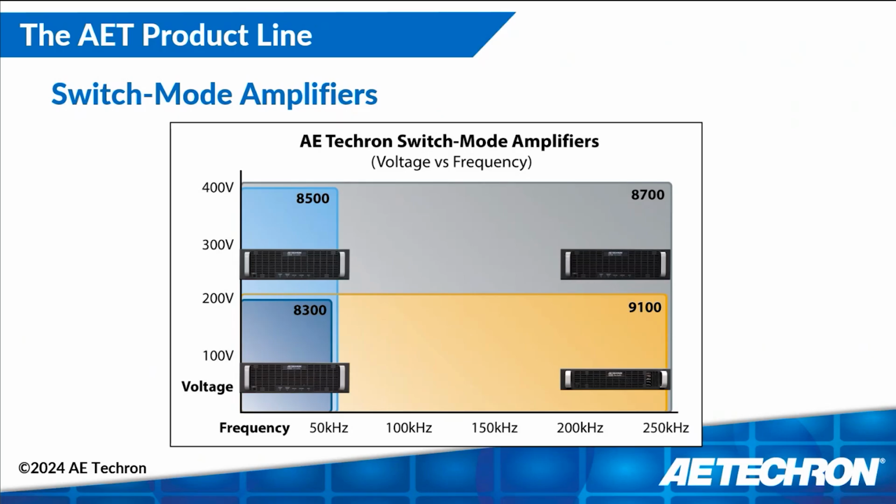What this doesn't show is the current output for each of these, and that's something that obviously is available on our website, but that's missing. That'd be another axis on this chart, but hopefully this helps you to sort out which of these would make the most sense based on a couple key power requirements. So those are some of the key fundamental differences that we have between our linear and our switch mode amplifiers.